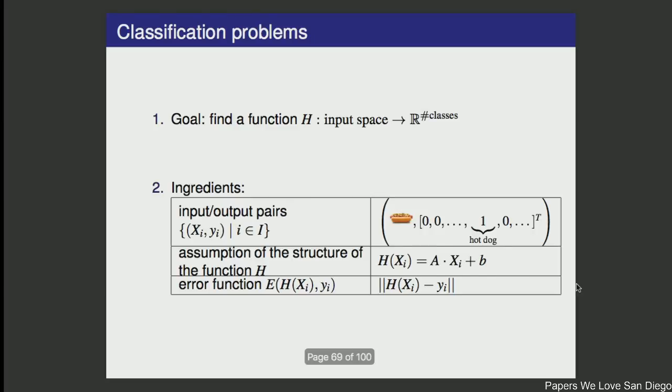And the third is an error function. How far off is your answer? So this function that I'm going to develop, I'm going to spit out my guesses as to what each input actually is, and I may be wrong. And I need a way to say how wrong I am. So you could do something like, if the output is a vector and it was supposed to be a 1 in this location and zeros elsewhere, we could do Euclidean distance. That's not typically what's done, but you could do something like that. So it's just how far off is my guess from the actual answer.